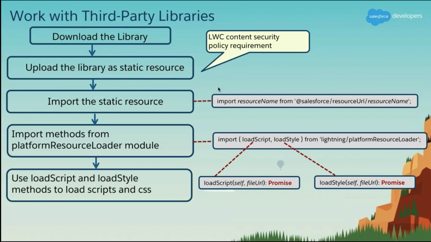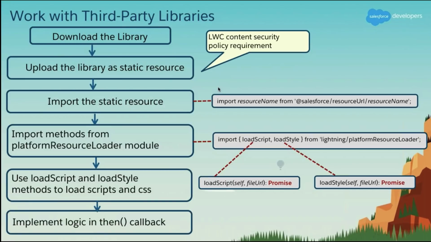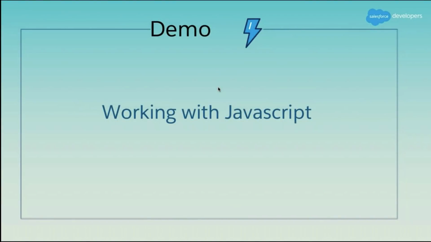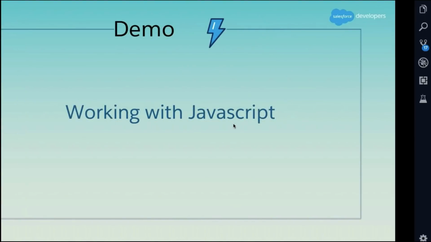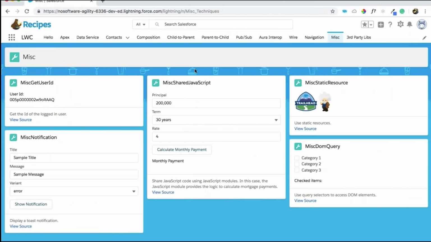But how do we use that? You can use the load script and load style methods in your JavaScript file to load the scripts and CSS, and then once the promise is returned, you can use the callback called then. Within the then block, you can write whatever logic you want to run after the promise is returned. Can't wait to see a demo of how this looks, Satya. Sure. Let's see a quick demo on how to use these things.